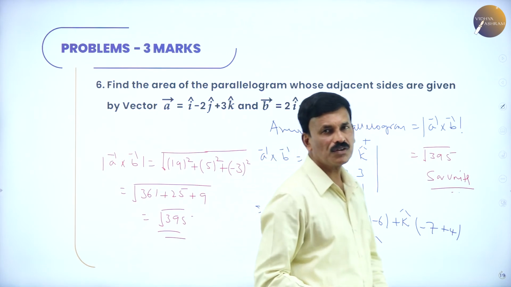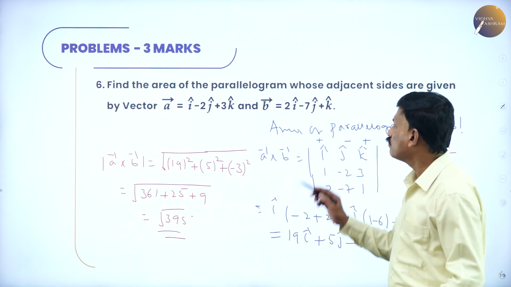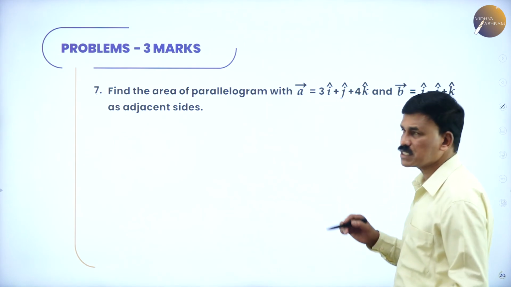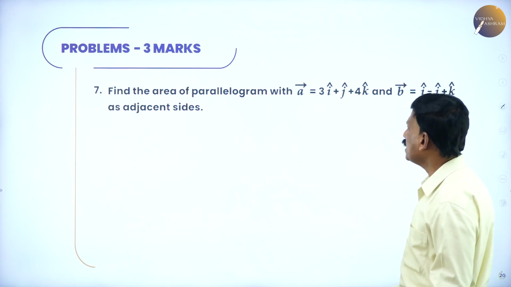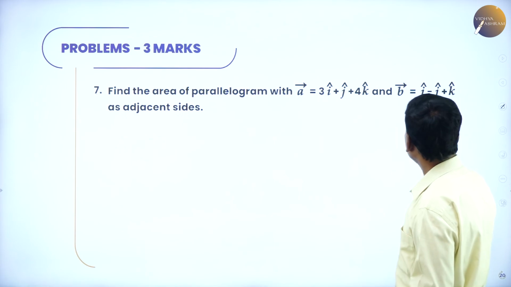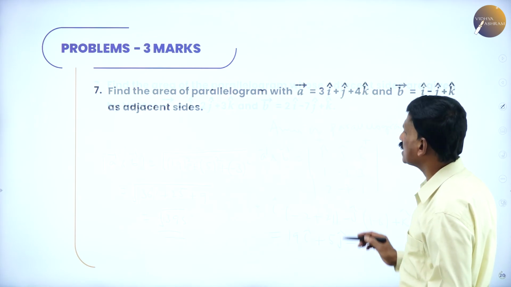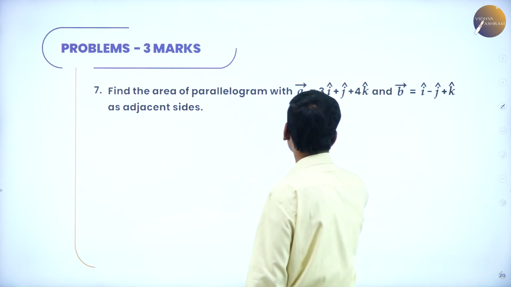Okay. This is how we are going to find the area of a parallelogram. Now let us come to a similar type problem. What is a similar type problem? Find the area of a parallelogram where A and B are given as the adjacent sides. This is also an adjacent side. Same type of problem. So the area of a parallelogram is the length of A cross B.